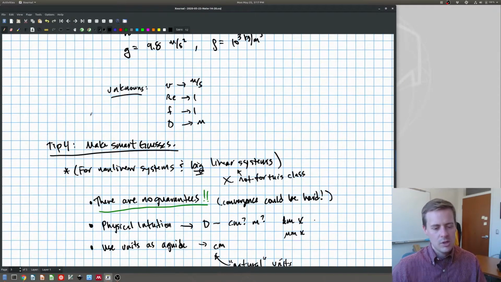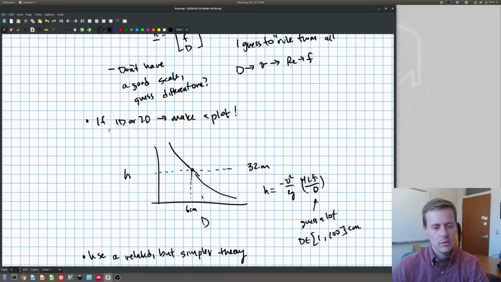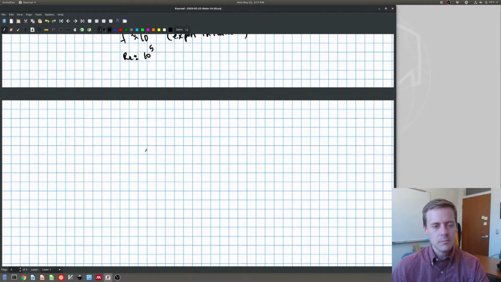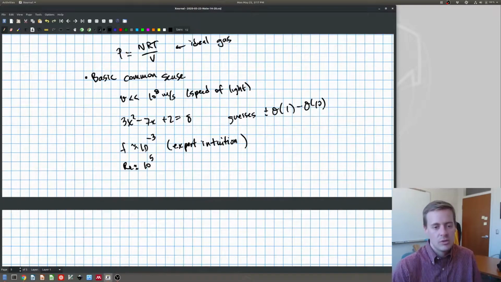That you can use. Oh man, I had a page before. I'm going to add a page after. I was trying to be slick. Okay, that's an expert intuition you can use. Okay, so that's that case. There are other things.